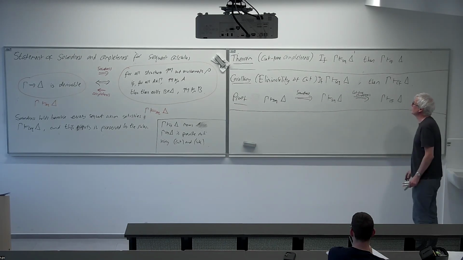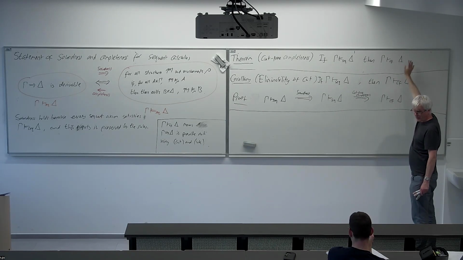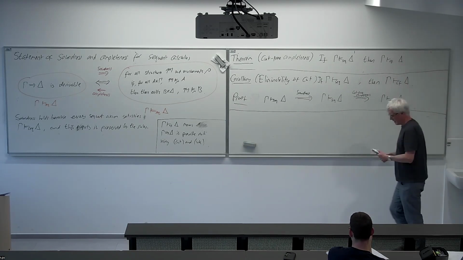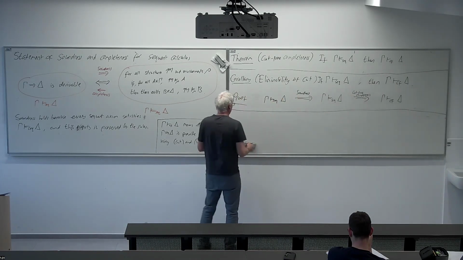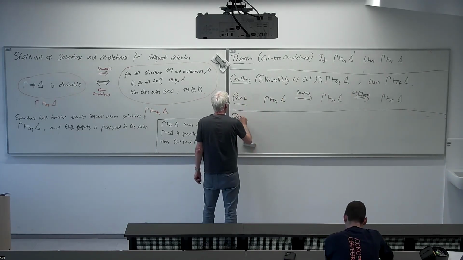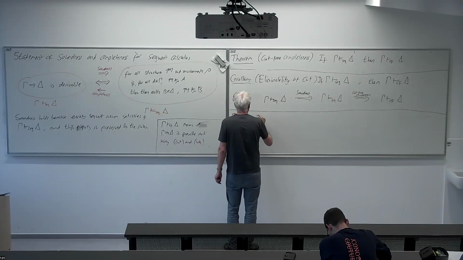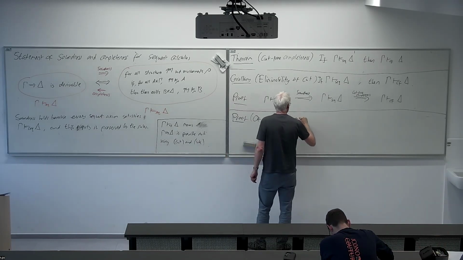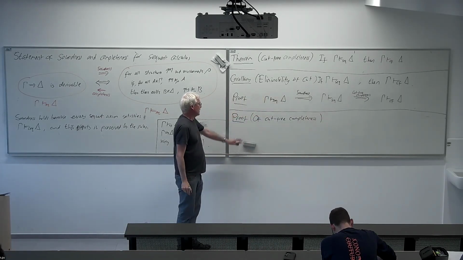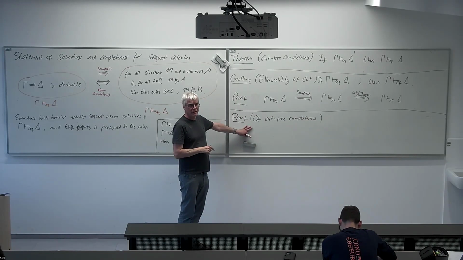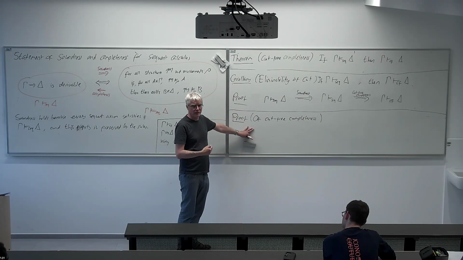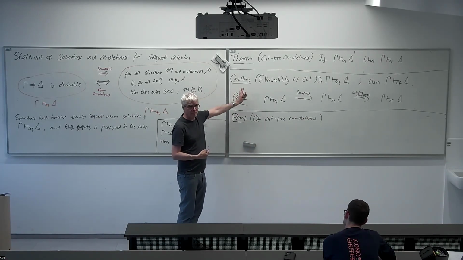Right, so having said that, the remainder of the lecture is going to be a proof of cut-free completeness. So let's just get started on that. So proof, I'm going to start at the bottom of the board. Proof of cut-free completeness. So everything I've said so far works for the full sequent system, including the equality rules. Okay, all the statements work.